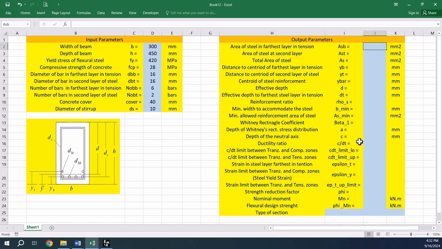Let's go through them again. This one is ASB, AST, total area of reinforcement, YB, YT, Y bar, D, DT, reinforcement ratio, b minimum, As minimum, beta 1, parameter a, parameter c, which is C of A. Remember, you cannot use the letter c, whether a small letter or capital letter. c over dt and its limits, lower limit and upper limit. Epsilon t and its limit, this is the lower limit, which is the yield strain, and this here is the upper limit. This one here is phi. This one is the nominal strength, and this one here is the design strength, and the last address here will show whether the section is adequate or inadequate.